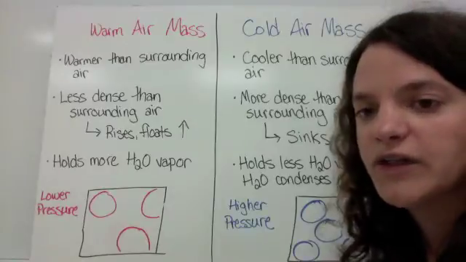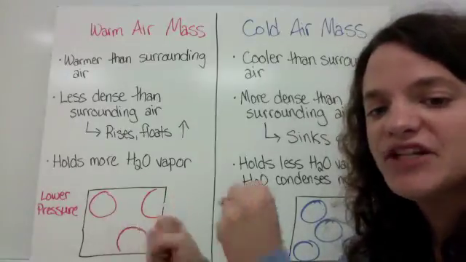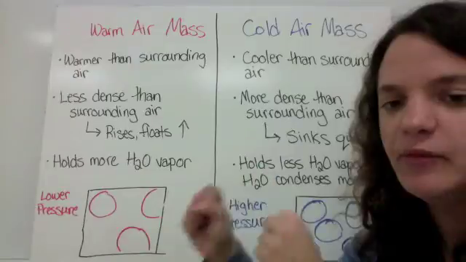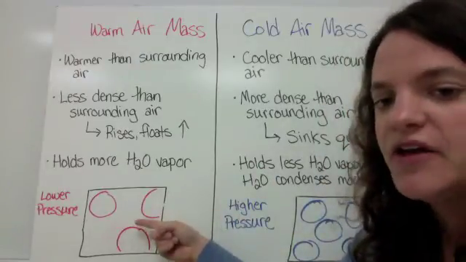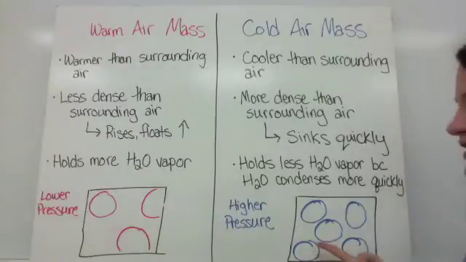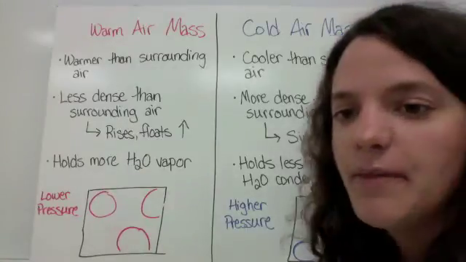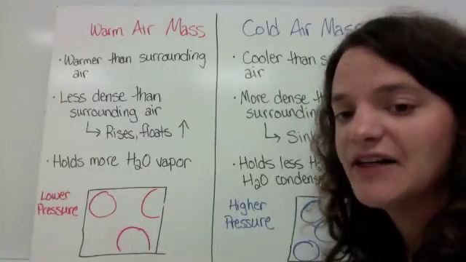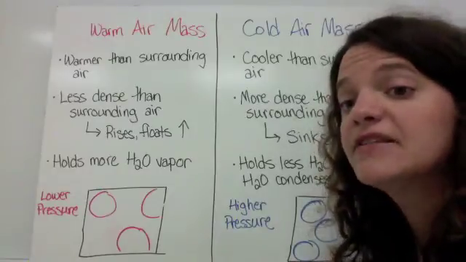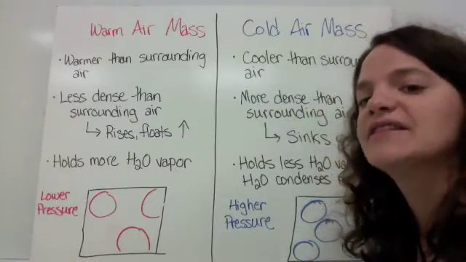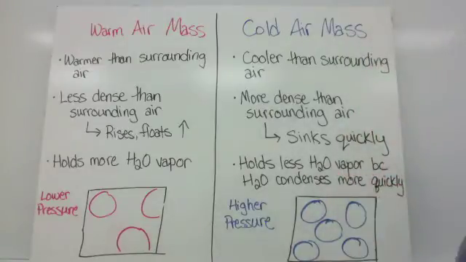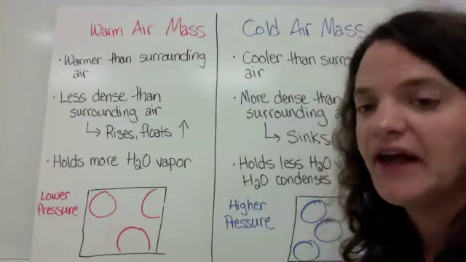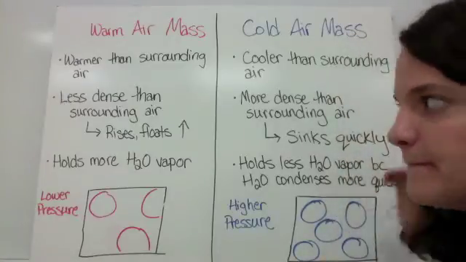Colder air, colder gas particles, do not have as much energy, so they're still a gas, so they're still moving pretty quickly, but they don't have the same amount of energy as warm air, so they're going to be closer together, they're not going to spread apart as far, and that's what makes them more dense than the surrounding air. Because of condensation, cold gases can hold less water vapor than warm. So they hold less water vapor because the water condenses more quickly when the temperature is low.